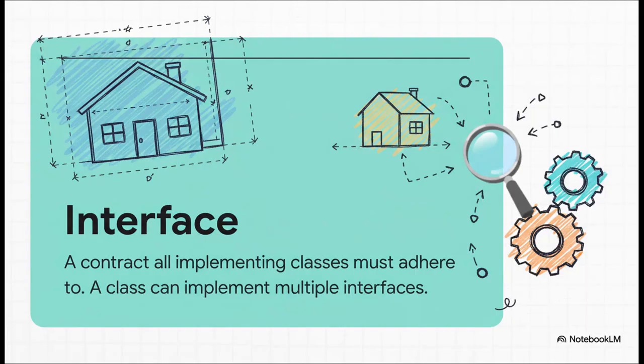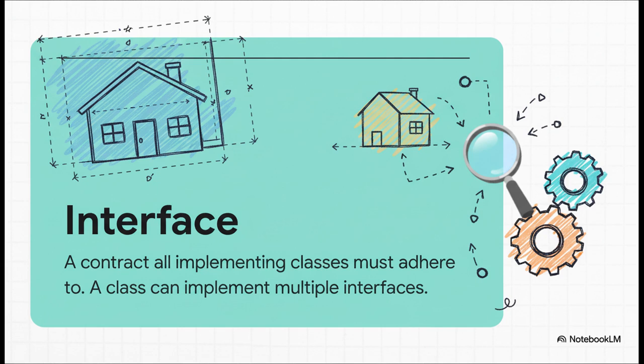But what if you don't want to share a whole blueprint, but just a set of capabilities? That's an interface. Think of it as a contract. It says, look, I don't care how you do it, but any class that signs this contract must have the ability to do things like fly or calculate area.